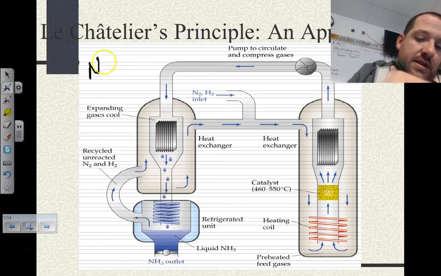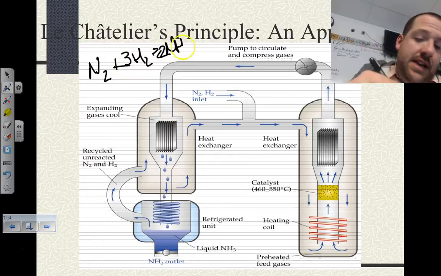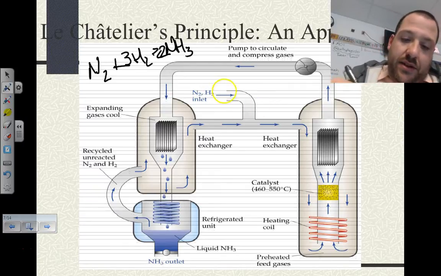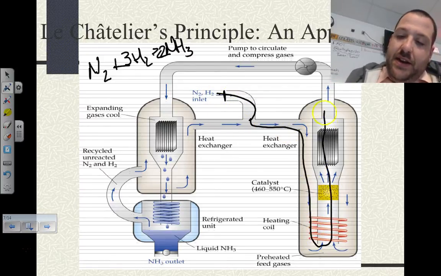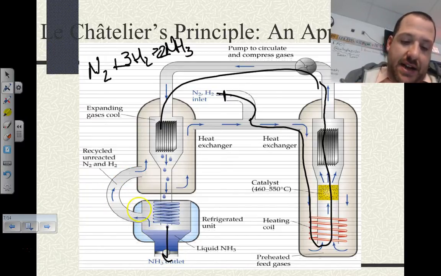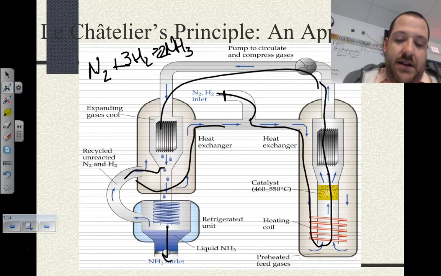Okay, so N2 plus 3H2 is in equilibrium with 2NH3. Here's where it all starts: N2 and H2 are introduced. The reaction goes on here, it's heated up, and then they remove NH3 from the system. Any unreacted starting materials get put back in here and end up going back at the beginning.